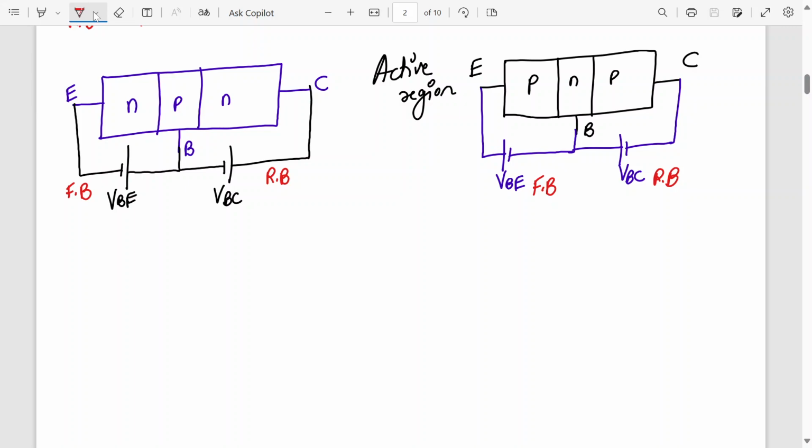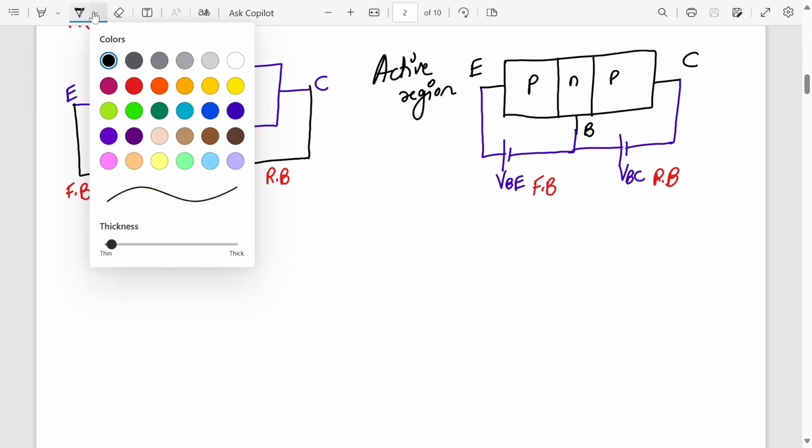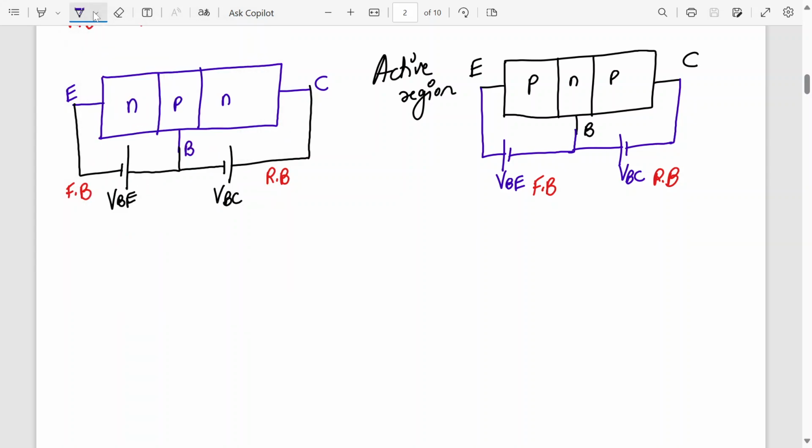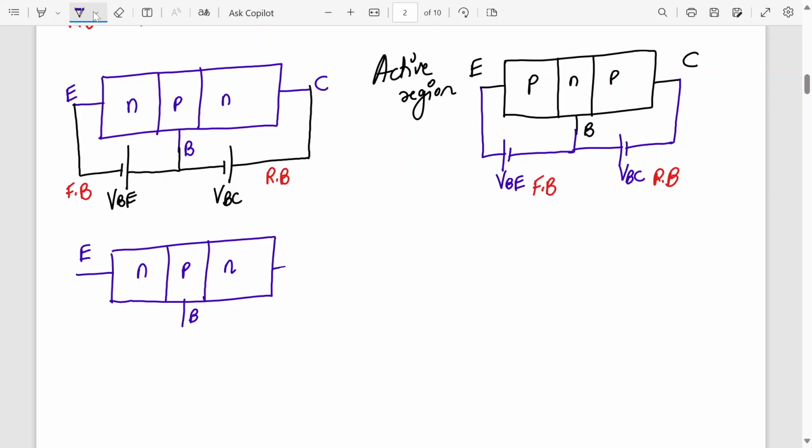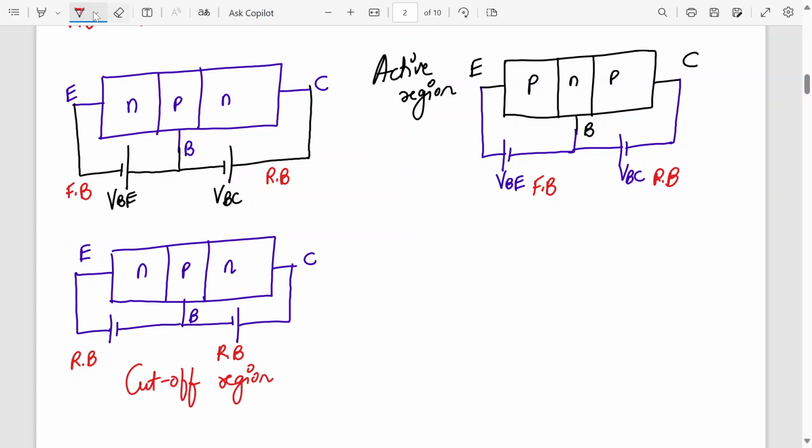Let's do it for cutoff and saturation also. For the BJT to be in the cutoff region, what should be the biasing? Both should be reverse bias. N, P, N: this is emitter, base, collector. Reverse bias means N should be connected to the positive side of the battery, and here P should be connected to the negative side of the battery. Now both are reverse bias. So this mode of operation is cutoff region.